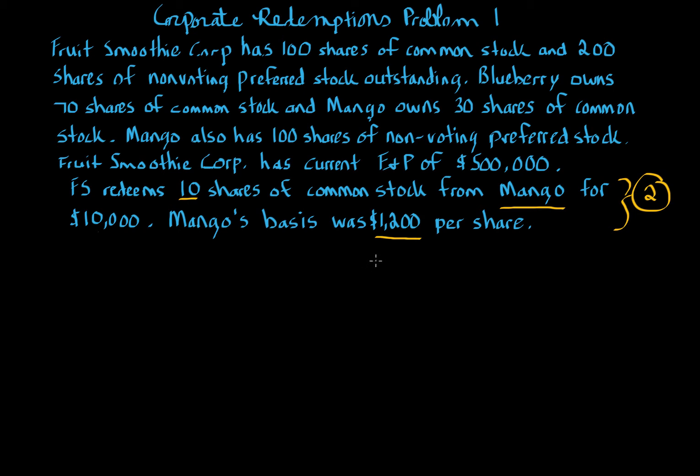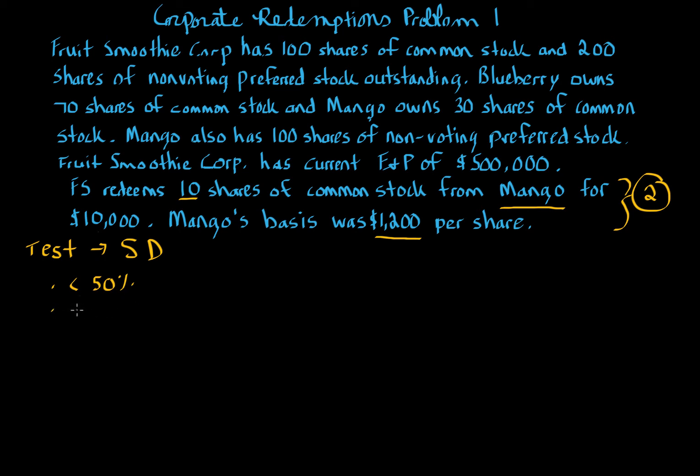So the analysis is still the same. We still go through the four tests, the complete termination test and the partial liquidation test. Still going to fail because, again, Mango still has ownership after and there's no partial liquidation plan. So we're going to start by going through the first test, test 1, substantially disproportionate. The SD, substantially disproportionate test. And remember, we have the 50%, right? We have to have less than 50%, okay, after.